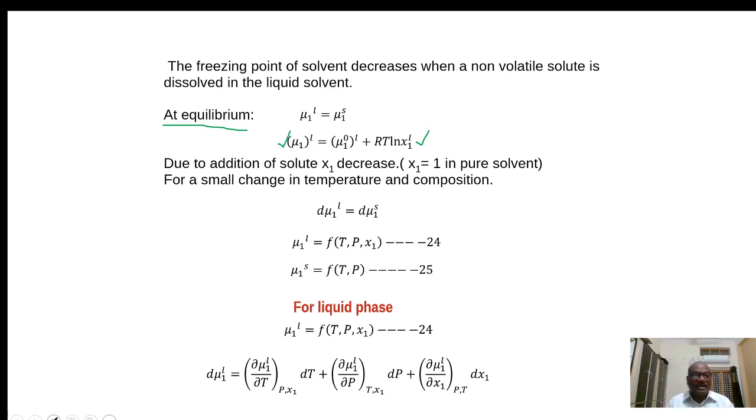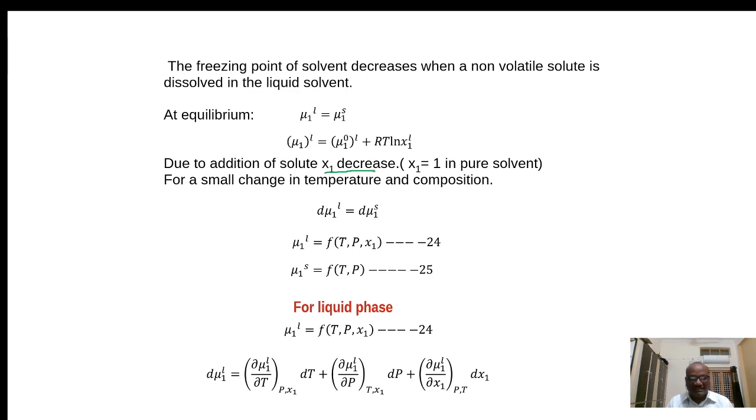Okay, so now we are adding to the solvent. What are we adding? A non-volatile solute is added. When a pure solvent is there, x1 is equal to 1. When we are adding the solute to it, what happens? x1 decreases, meaning the mole fraction of solvent gradually decreases.